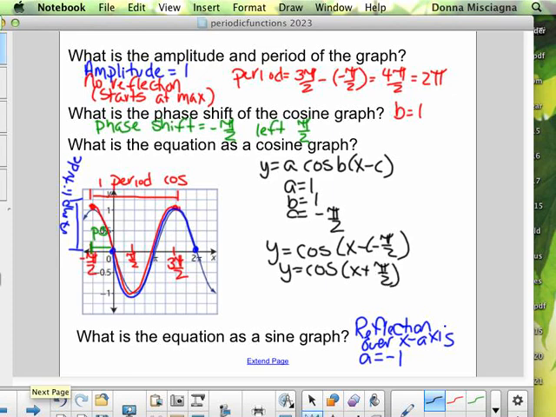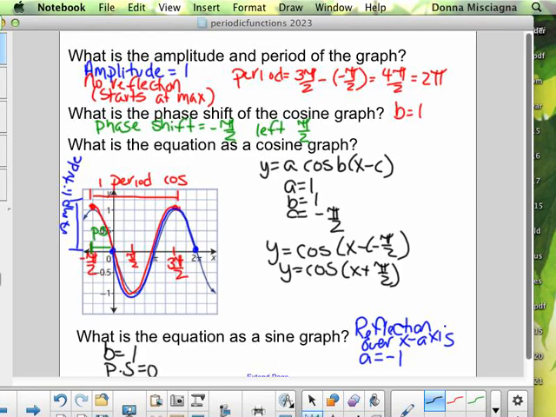If we write it in terms of sine, the a is negative because it goes down instead of up first. It goes to its min, not its max first. The period is still 2 pi, so b is 1. And the phase shift is 0.